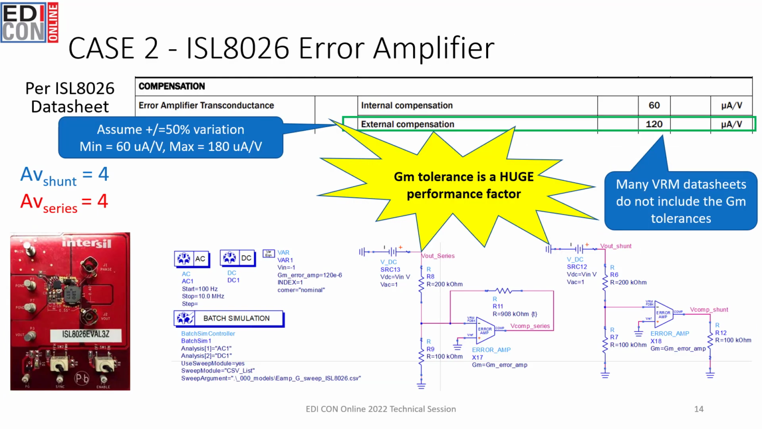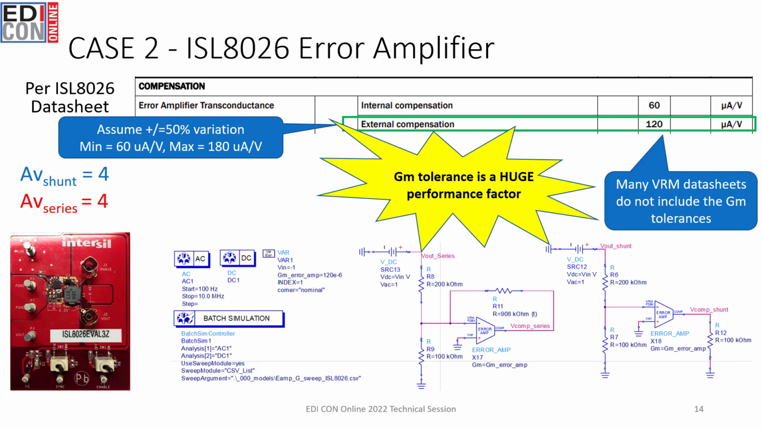So let's move to case 2. Case 2 is with the ISL8026 VRM from Intersil. We can see that there is not an error amplifier transconductance variation given from the manufacturer datasheet. In fact, we only see a nominal value is provided at 120 microsiemens. As mentioned earlier, even though the VRM can have sensitivity to this number, and transconductance is a huge performance factor, most VRM datasheets do not provide the tolerance for transconductance. So how would you design for it? The answer is you can't.